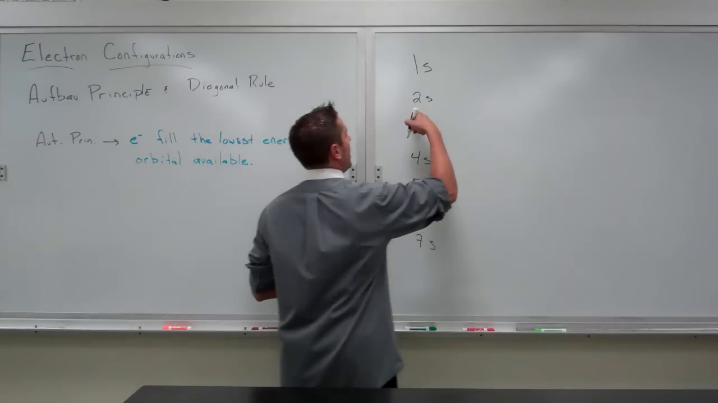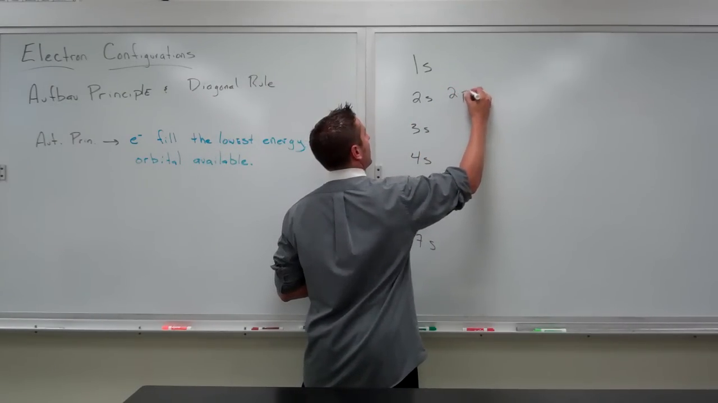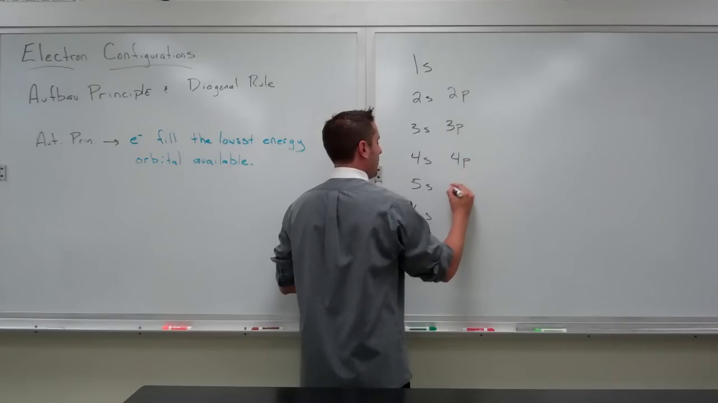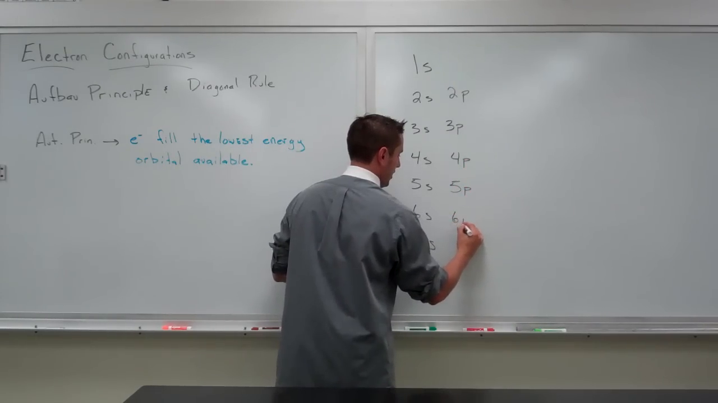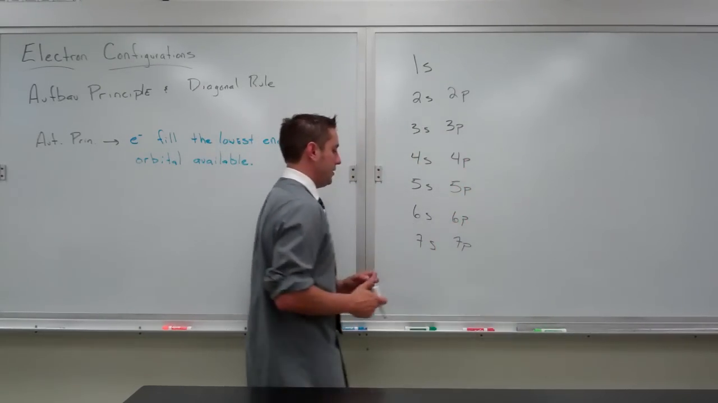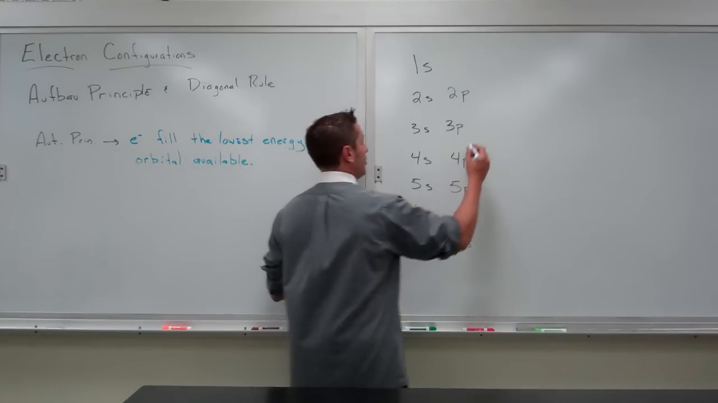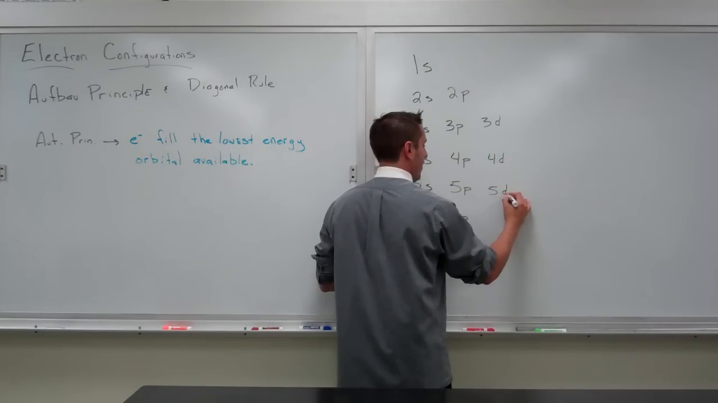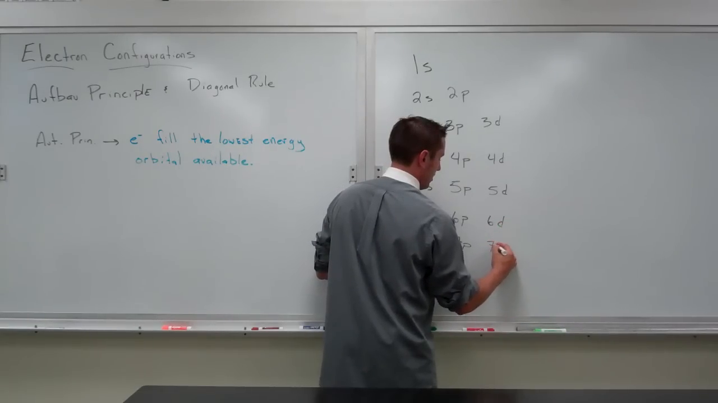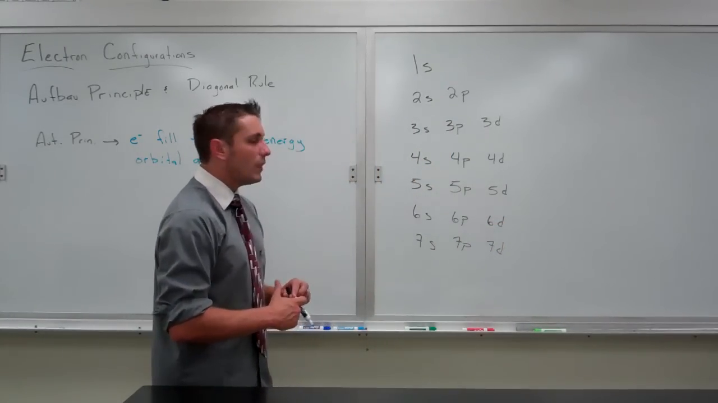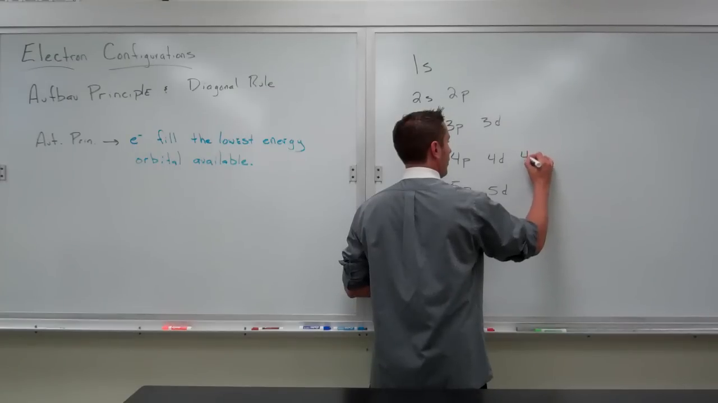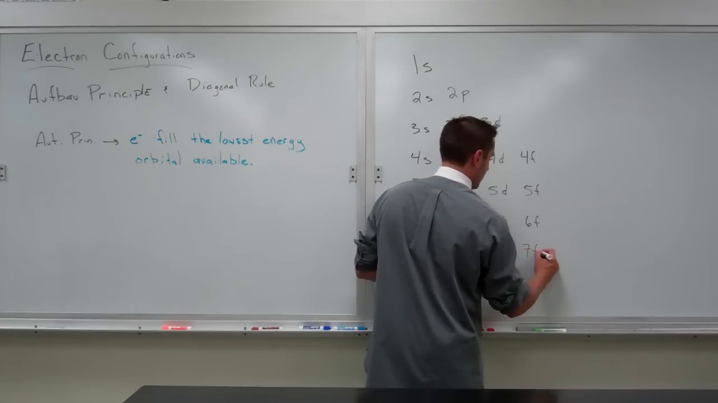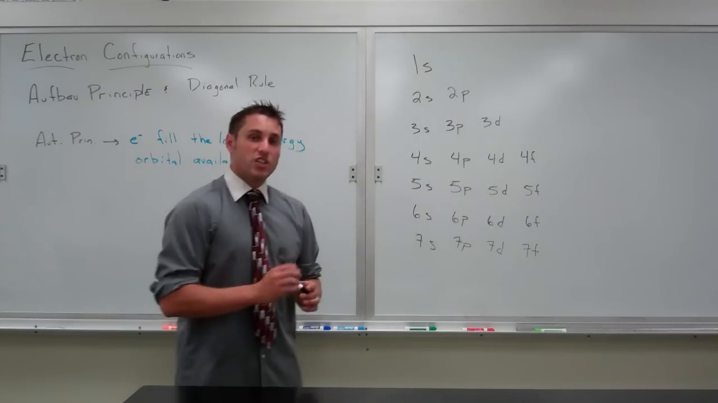Then you'll list your p's. We don't see a p orbital till the second energy level. So 2p, 3p, 4p, 5p, 6p, 7p. Then draw your d orbitals. 3d, 4d, 5d, 6d, 7d, and lastly your f orbitals. 4f, 5f, 6f, 7f.